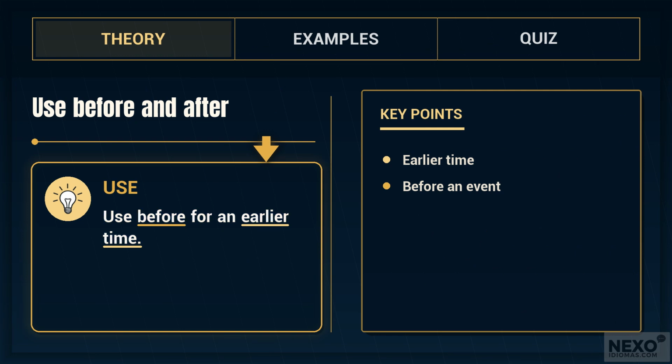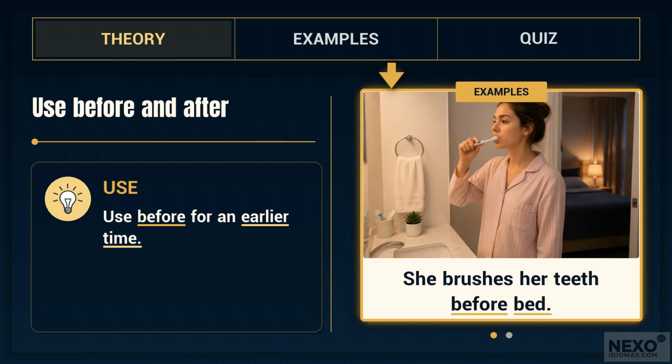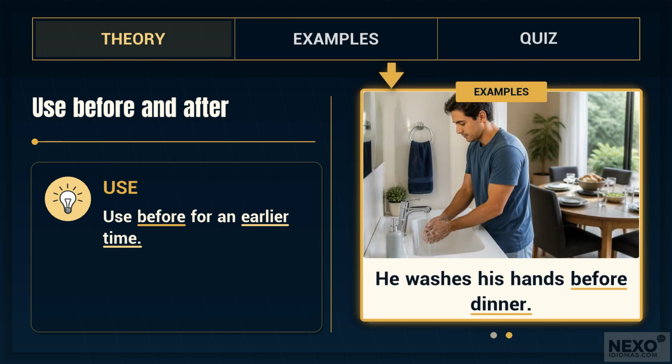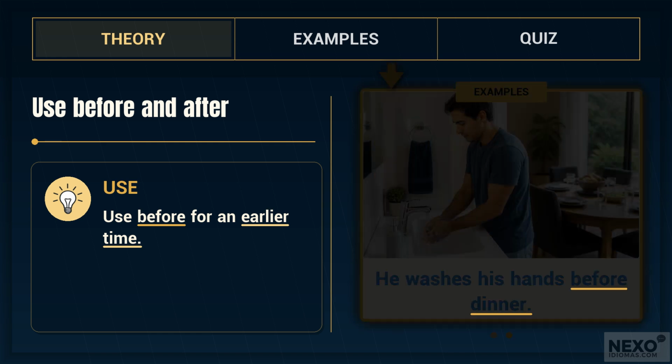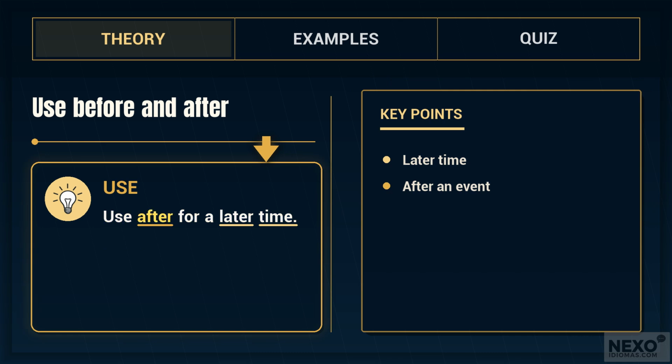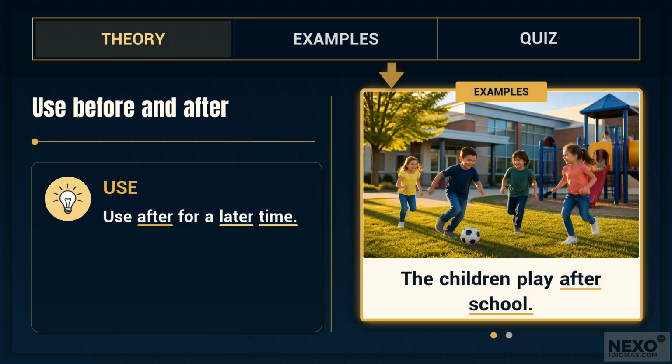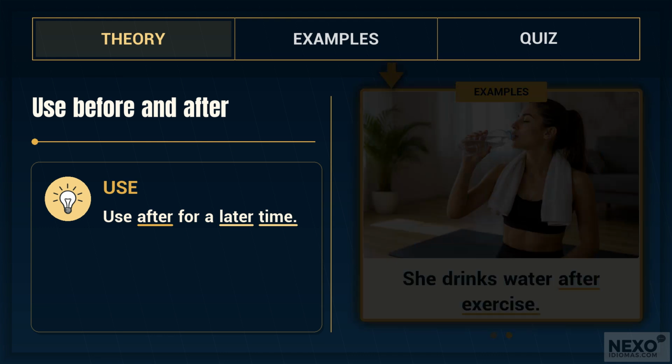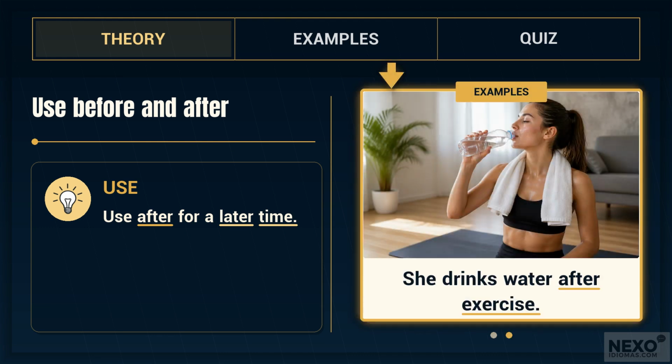earlier time. Example. She brushes her teeth before bed. Example. He washes his hands before dinner. Use after for a later time. Example. The children play after school. Example. She drinks water after exercise.